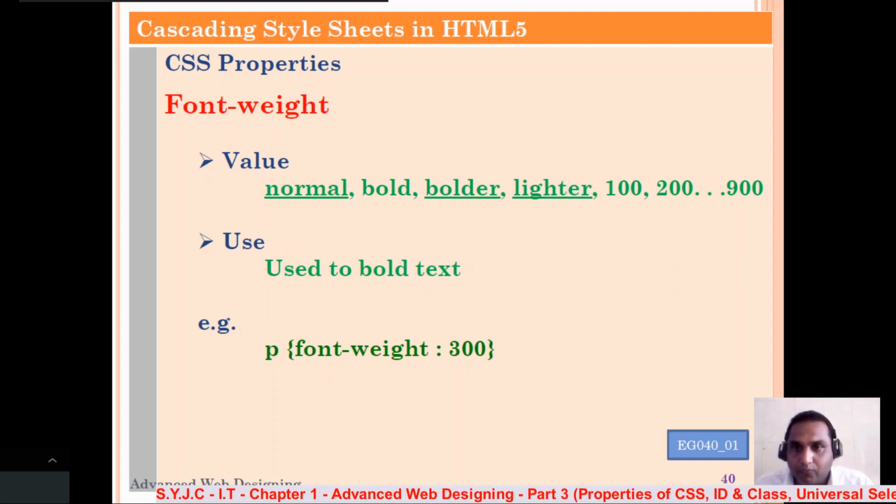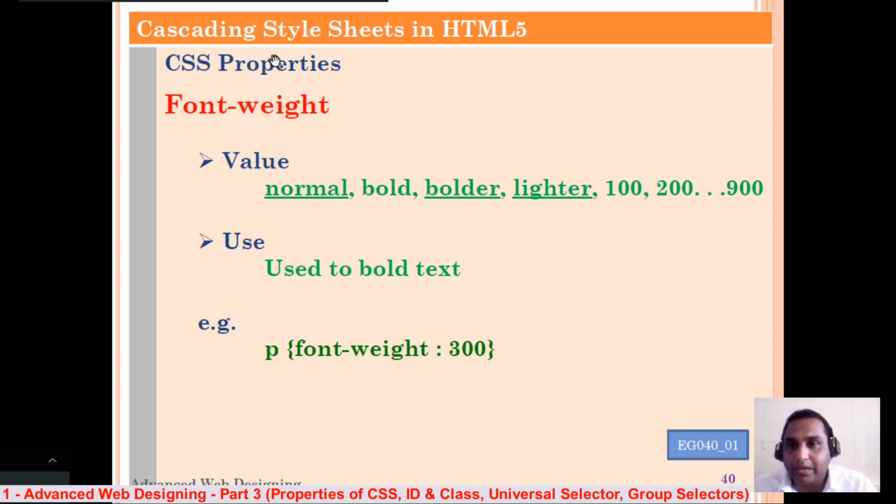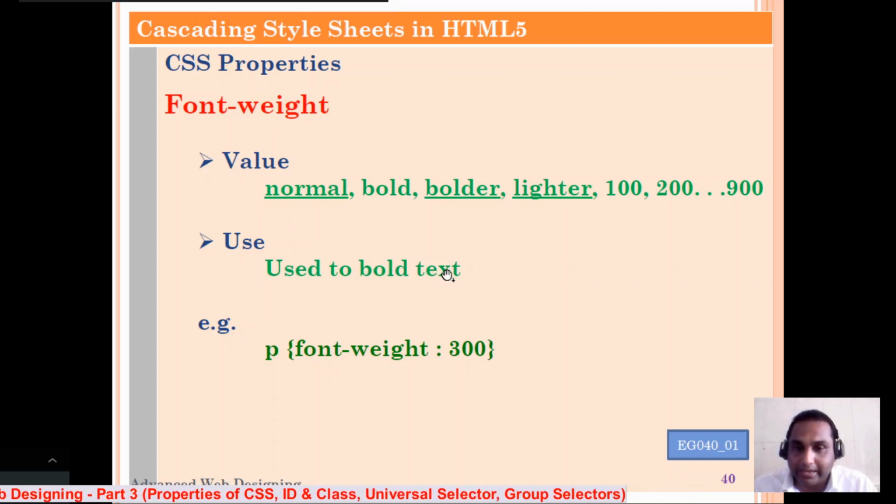The weight, the strongness of the displayed characters, how bold it will display, that we specify with the help of font-weight. It is used to bold the text. For example, I'm using this example over here. It is P for paragraph, font-weight colon 300. Any of the values from here you can give.